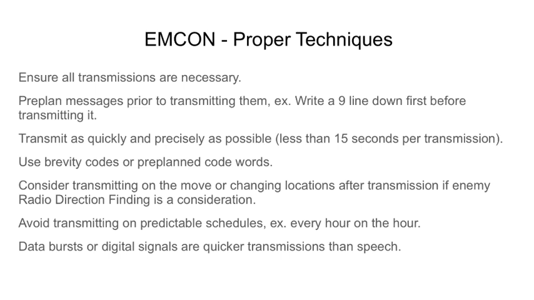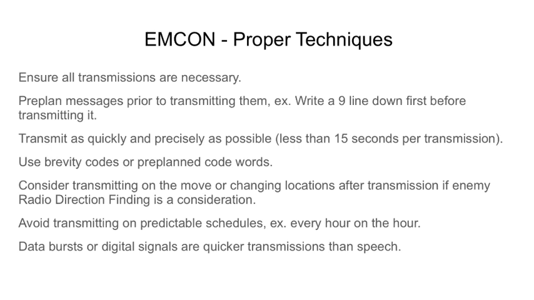That's self-explanatory. Pre-planning messages prior to transmitting them. So that's things like writing down the 9 line before transmitting, so that way you're not transmitting longer than you need to. Right? We want to transmit as quickly and precisely as possible, not just so that way other people can understand us on the receiving end, but also that makes it harder to radio direction find because the people that are looking for you would have less information to go off of. And the general rule for that is trying to keep transmissions less than 15 seconds. Something that can help us do that is also using brevity codes or pre-planned code words.